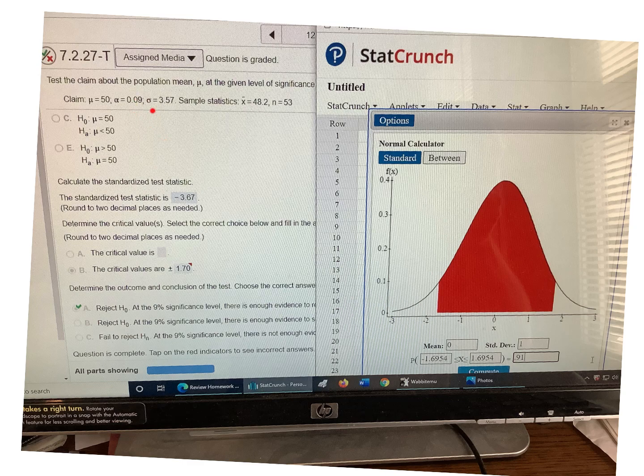So I saw your question here on the discussion board. It comes from 7.2, number 12. Looks like you are having trouble with the critical values. There are different ways you might do this.